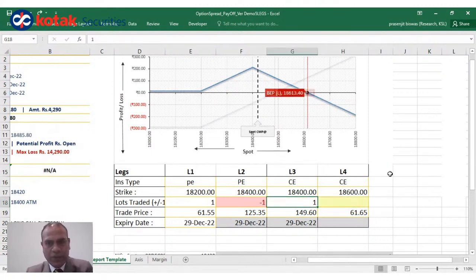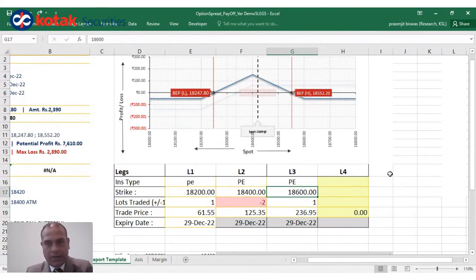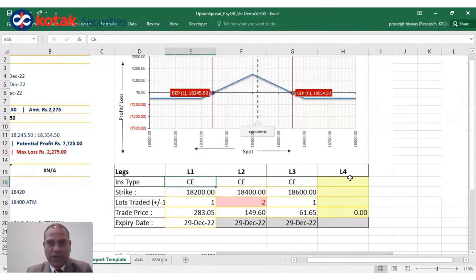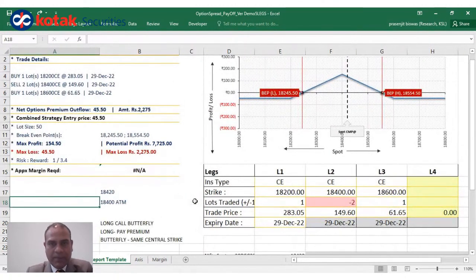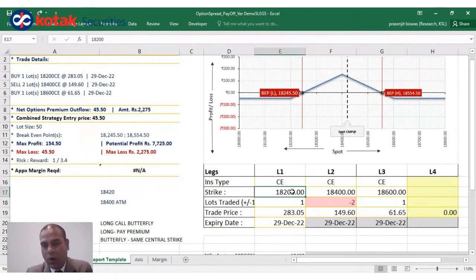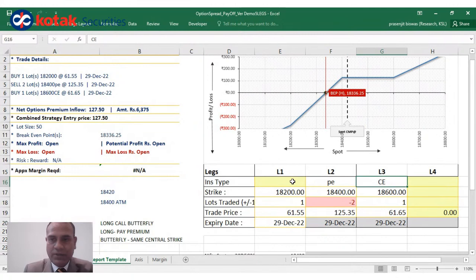So going back to the butterfly strategy again, this was it. I'm selling the central strike price of two lots, but I'm buying these. So effectively, since I am paying premium here, it's a long call butterfly. I can even use put options also. The same can be done using put options also.